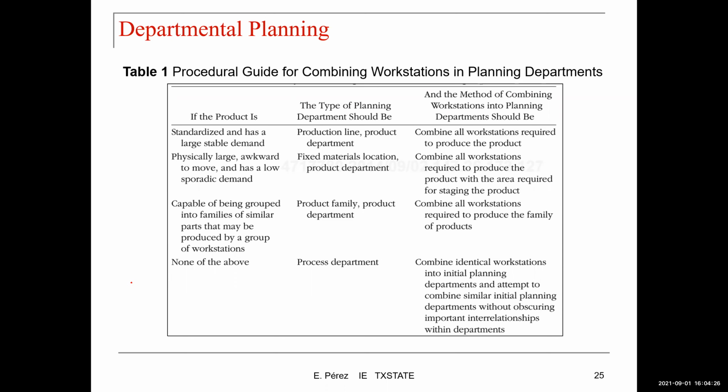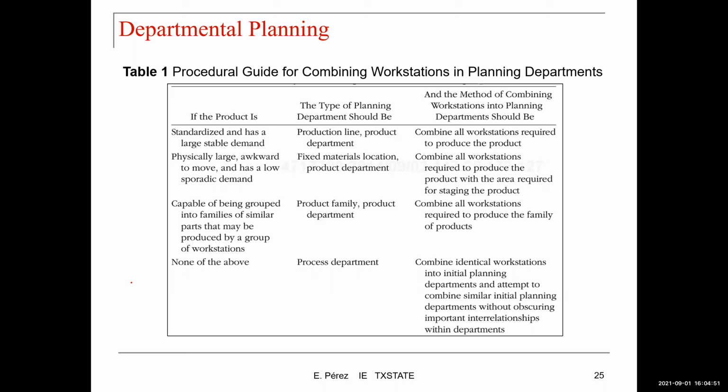For that type of product, we can have a line and we can run as many batches as we need to get the volume that is needed by the customer. If we need, I don't know, 3,000 pallets, we can run those 3,000 pallets through that line. So we have a production line or a product department.